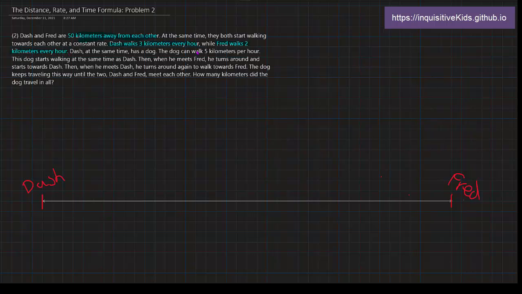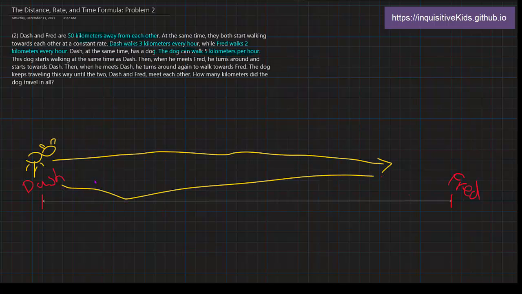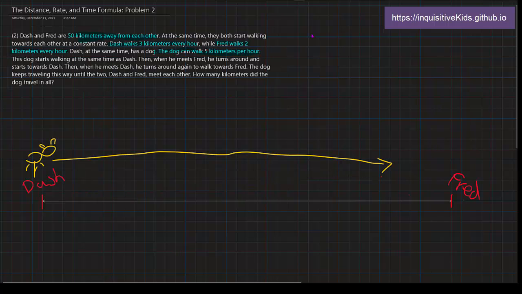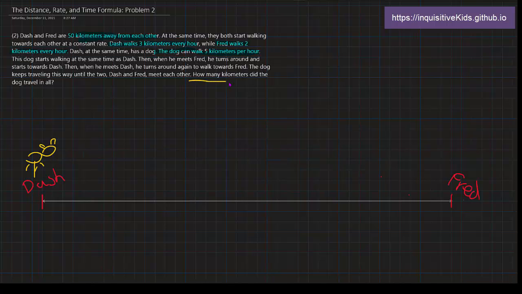Dash at the same time has a dog. The dog can walk 5 kilometers per hour. This dog starts walking at the same time as Dash, then he turns around to walk towards Fred. Well, sorry. So he's the dog, right? The dog is right here. Not a really nice drawing, but close enough. So the dog walks to meet Fred. Then he comes back to meet Dash, then Fred.